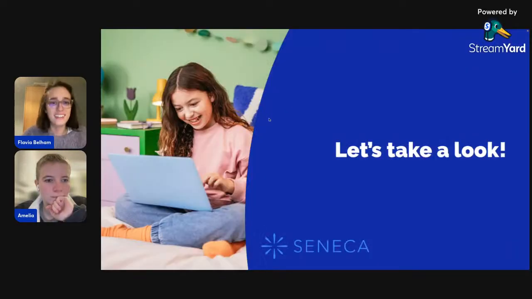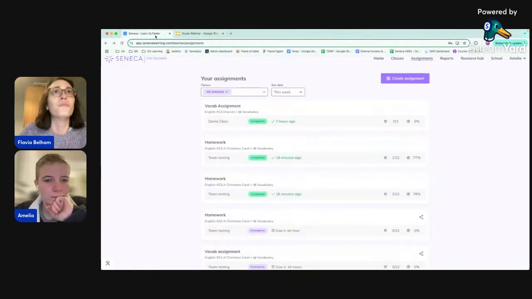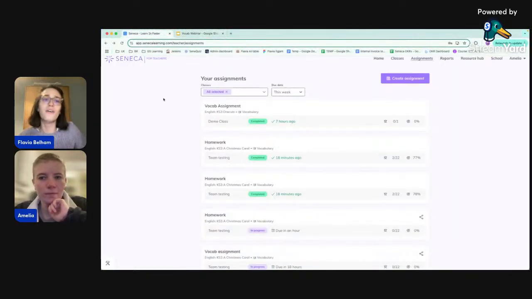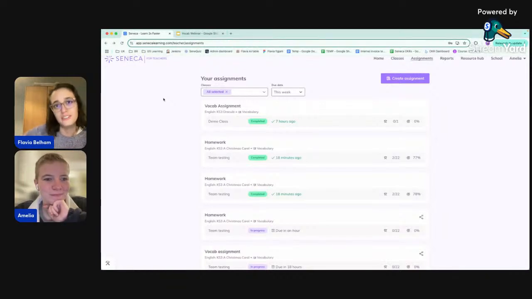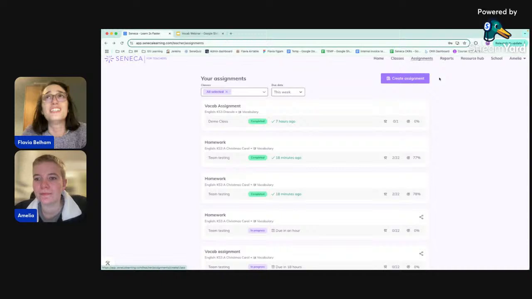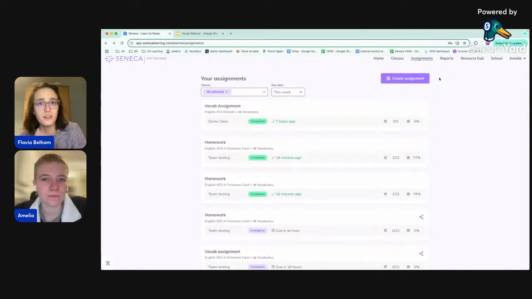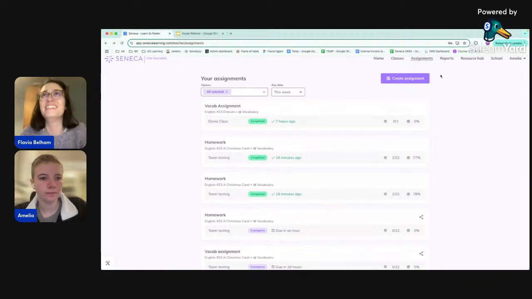So let's take a look at this. I will start on the teacher platform, and then I will show you what the students will see when they are using this feature. On the teacher platform, it actually looks very similar to what you're already doing. We did this on purpose on the teacher side and on the student side. We didn't want to create any extra barrier for anybody to access this feature. So it looks exactly like normal Seneca. It's just a little bit different, but mostly the same.